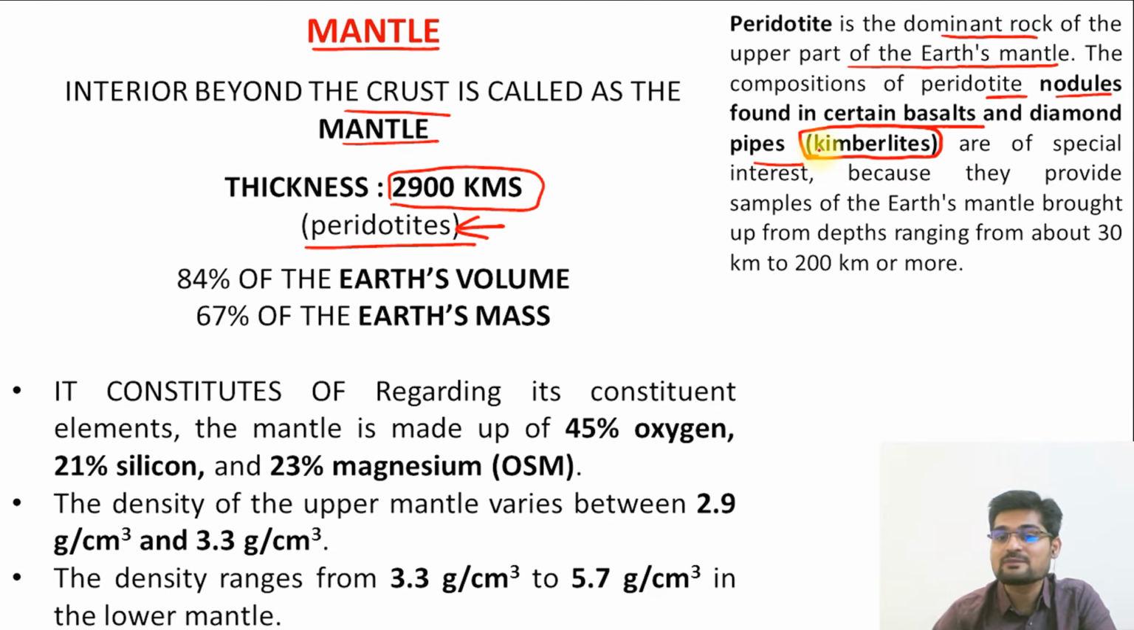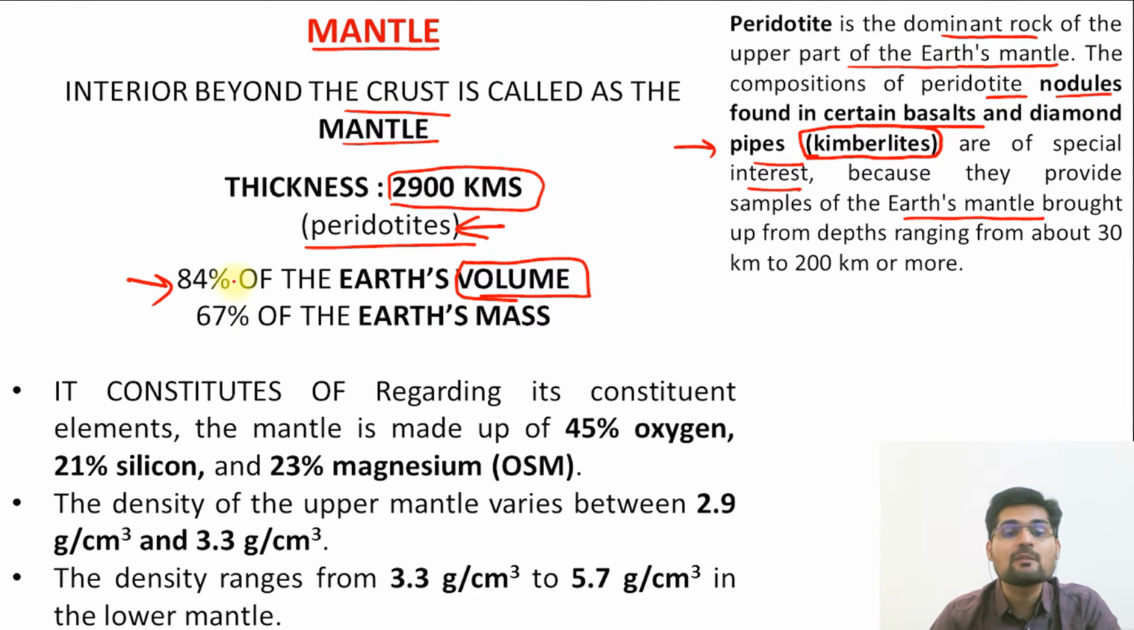Remember the diamond pipes, the diamond ores from where we receive diamond. Kimberlite comes out many times through mining activity or volcanic activity as well. So they are of special interest because they provide samples of Earth's mantle, and that's where we learn about the mantle, how it is there, what its characteristics are. It constitutes basically 84% of Earth's volume. So remember, this is the major chunk of the Earth.